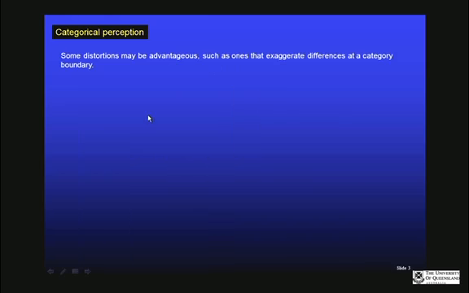What I'm actually arguing for, and this is what I mean by perceptual warping, is that our percept is designed to be of use to us, and if it distorts the way the world is represented, but does so in a way that's advantageous to driving behavior, then that's fine. So there may be situations in which distortions are advantageous, because they exaggerate differences at a category boundary, for example.